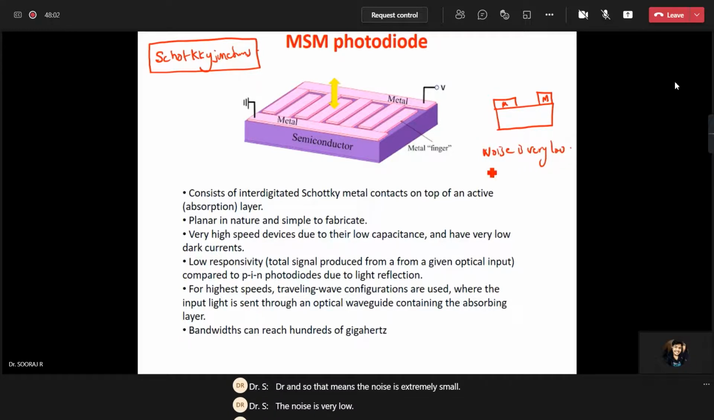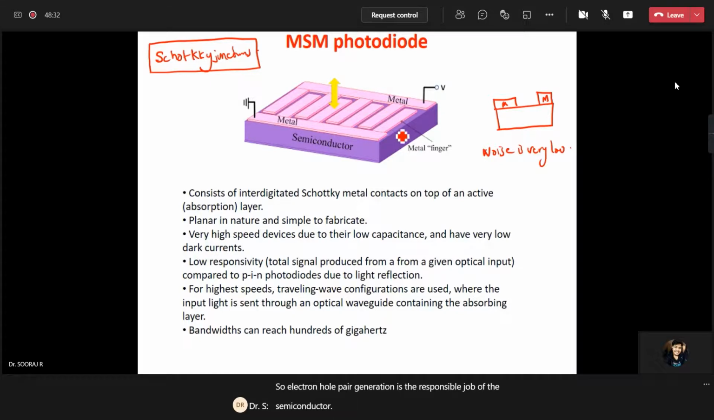But one disadvantage is that, see, the light is falling vertically, and the light absorption happens only in the semiconductor. Metal, even though it absorbs light, cannot create electrons and holes. It will simply absorb light. Only the semiconductor material can absorb photons and create electrons and holes. So electron-hole pair generation is the job of the semiconductor.